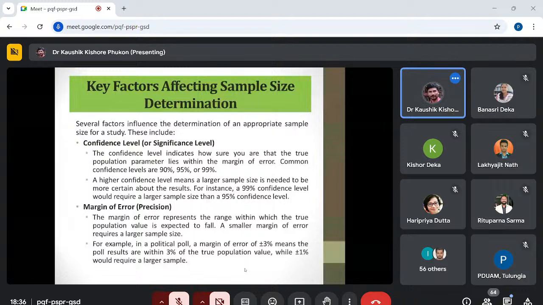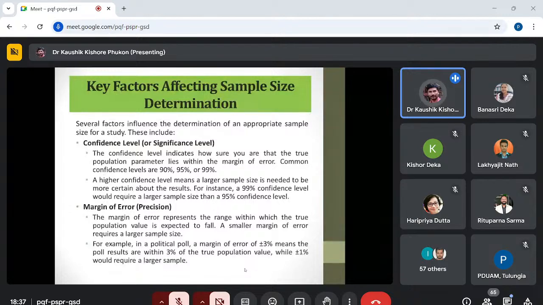Okay. Then margin of error, that means precision. The margin of error represents the range within which the true population value is expected to fall. A smaller margin of error requires a larger sample size. For example, suppose the margin of error is 3%, 1%, 5%, etc. Okay.